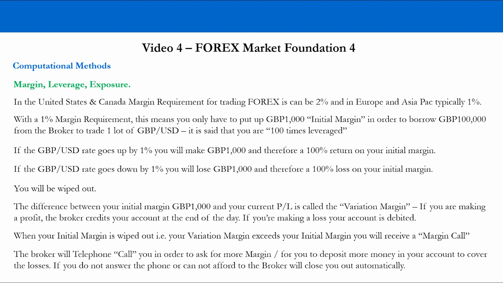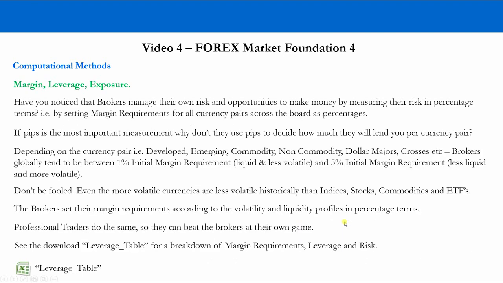And if you're going on the broker's platform and they themselves, in their own language, are using and calculating risk in percentage terms, then why do you think they want you to trade and calculate everything not on their terms but in terms of pip values? So what you'll notice is that brokers themselves manage their own risk and opportunities to make money by measuring their risk in percentage terms.